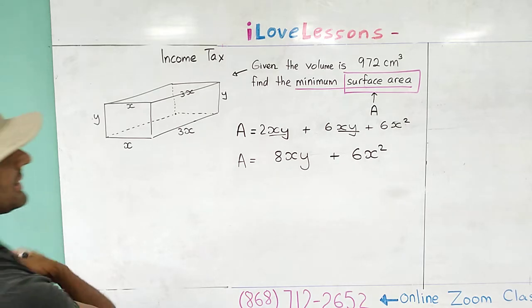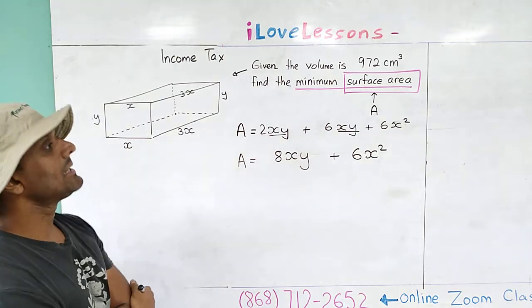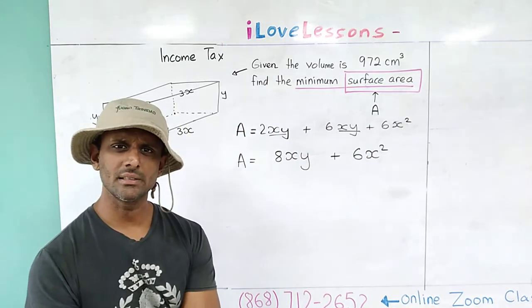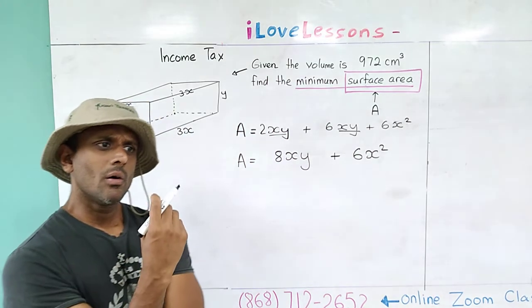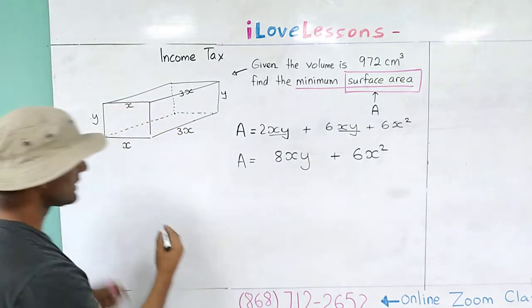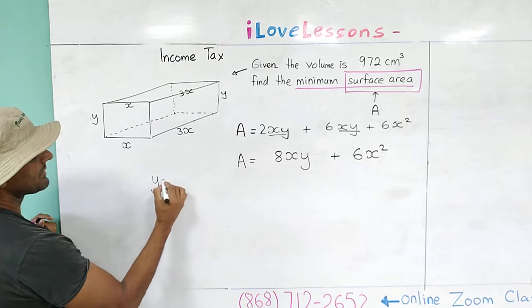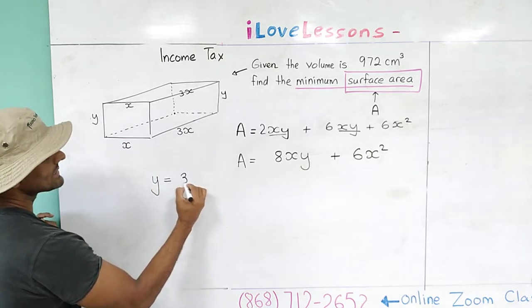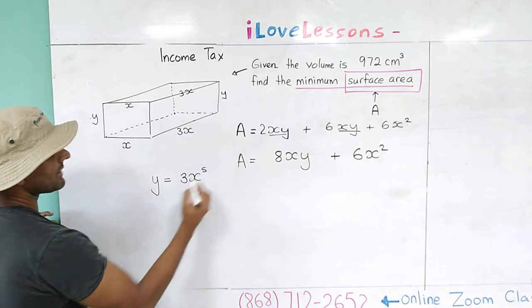Well, we have a little problem now. When it comes to finding maximum or minimum, we have to differentiate. Now, whenever we're differentiating, there's usually two letters involved. Let me show you on the side here. I'm going to pick a very easy example to differentiate. If I have y is equal to 3x to the power 5.